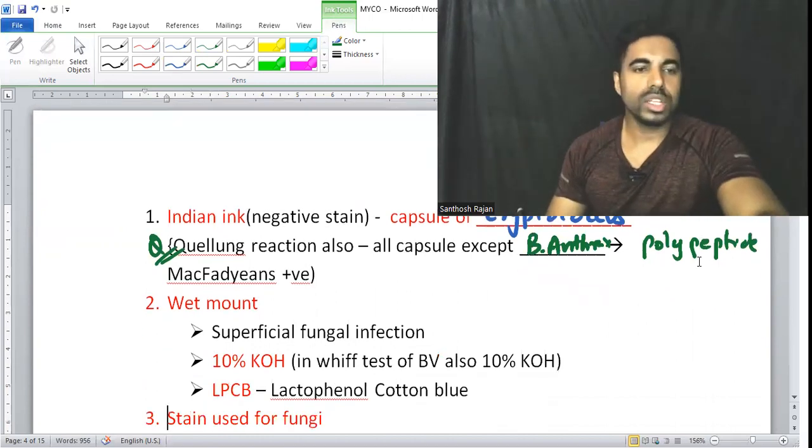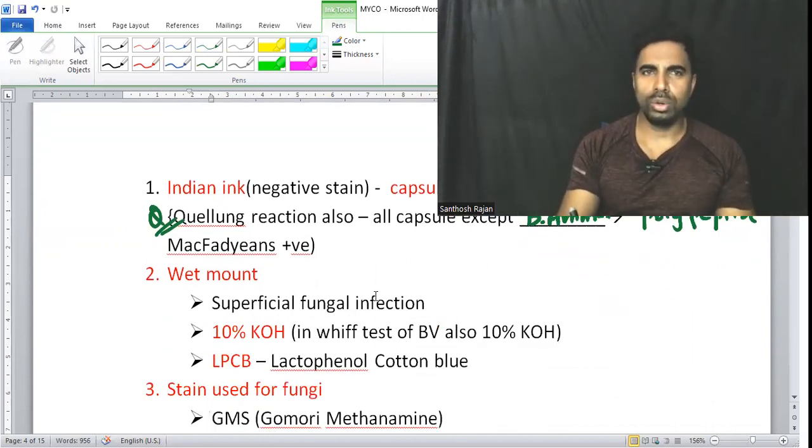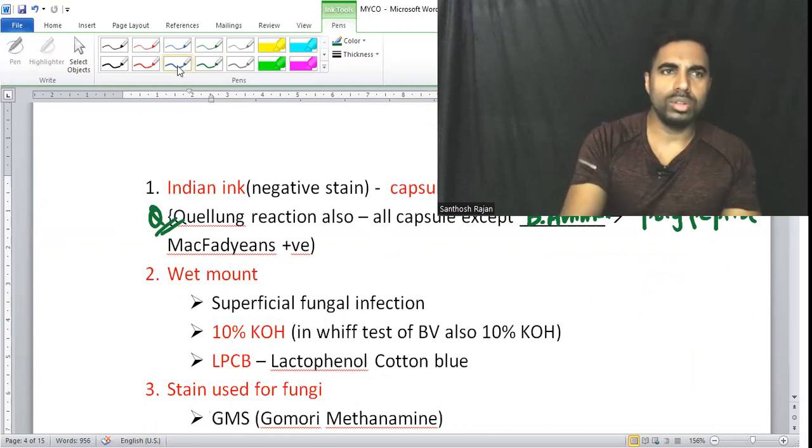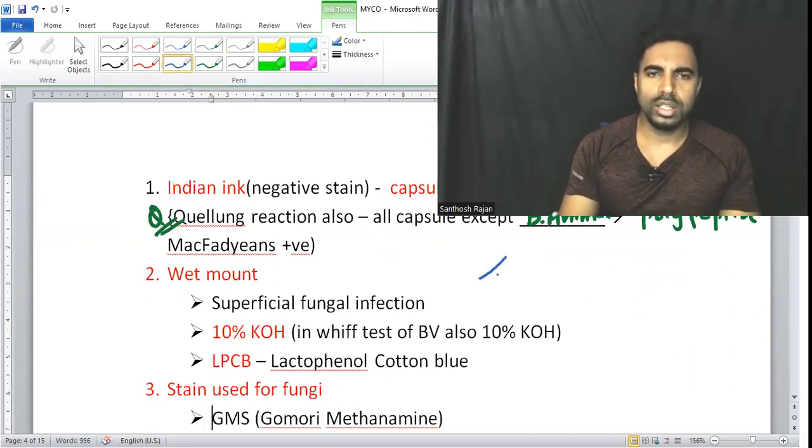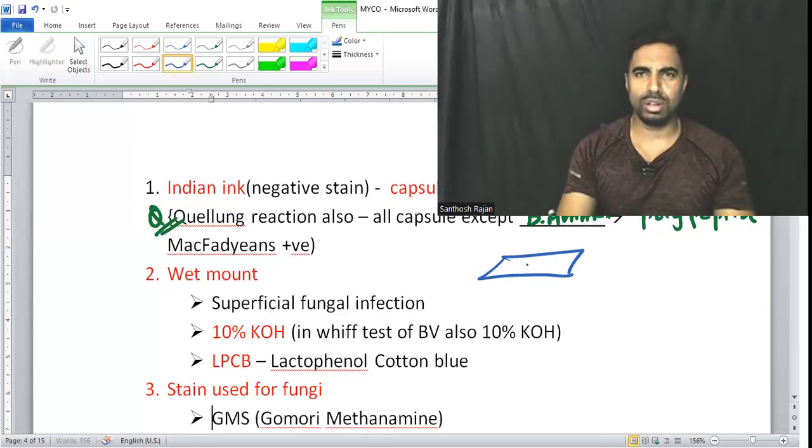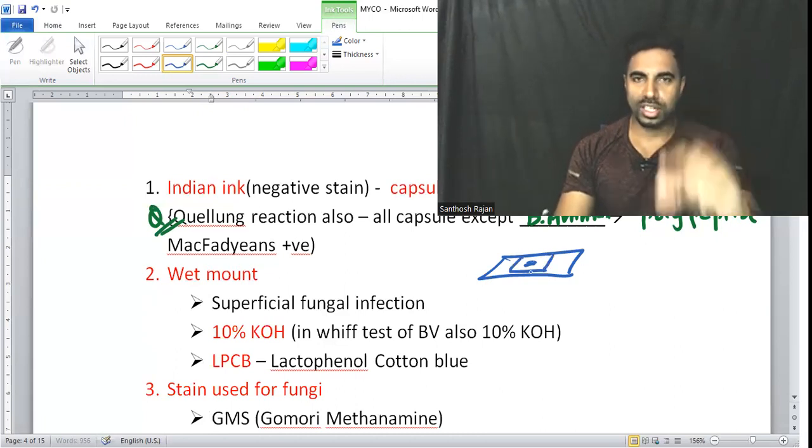Now, wet mount is nothing much. What do you do in a wet mount? You just take a smear. On the smear, you put the colony, whatever colony you want to see, yeast or mold, anything. Over it you put KOH, or sometimes directly the sample, then put a cover slip on it and see in the microscope.